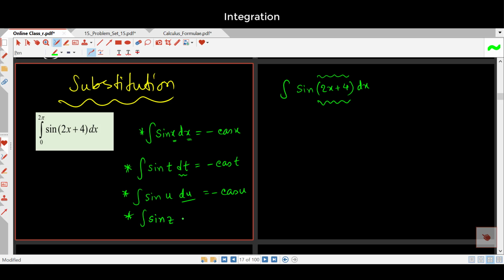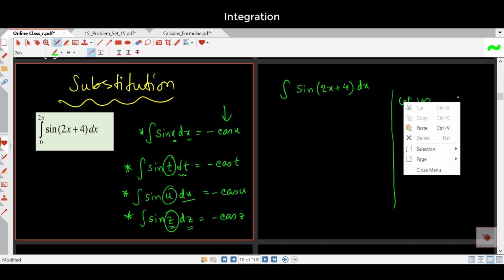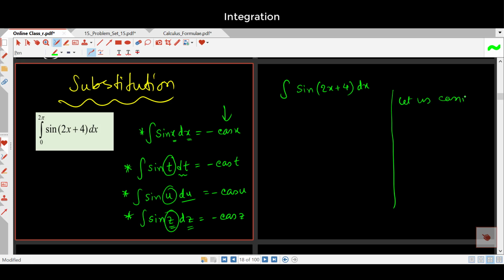Suppose we have sine z, then we can write minus cosine z, because the function is for z and we are integrating with respect to z. So the formula is the same for any variable. So our target is to write a single variable here. So what can we do? Here we can use substitution. Let us consider that this 2x plus 4 is any variable, let's say u. We are considering here u.